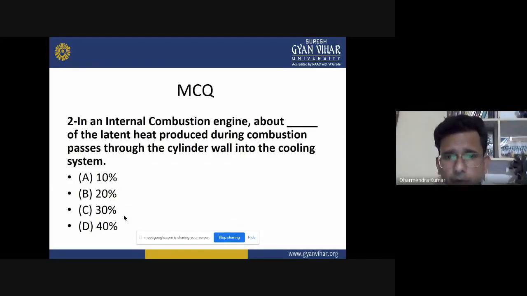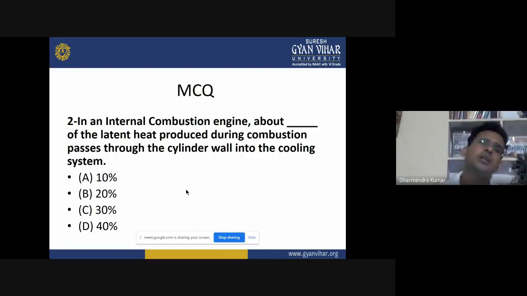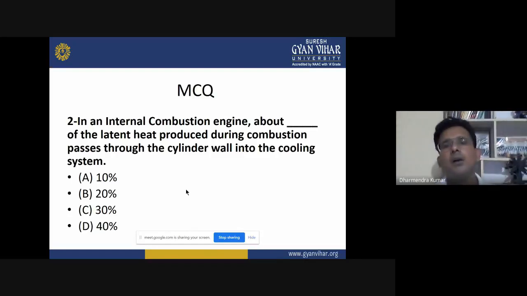And now the second multiple choice question is, in an internal combustion engine, about a space of the latent heat produced during the combustion passes through the cylinder wall into the cooling system. The question is saying how much latent heat produced during the combustion passes through the cylinder wall into the cylinder jacket. We have seen in the previous PPT, the cylinder jacket is used around the cylinder for cooling.